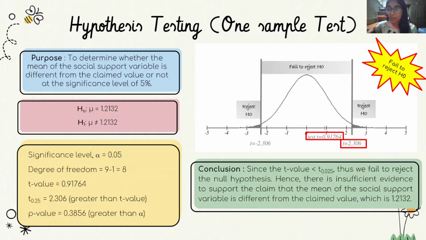Another way to decide whether to reject or fail to reject the null hypothesis is using the p-value method. Here we can see the p-value is greater than the significance level, which means we fail to reject the null hypothesis. Hence, there is insufficient evidence to support the claim that the mean of the social support variable is different from the claimed value, which is 1.2132.